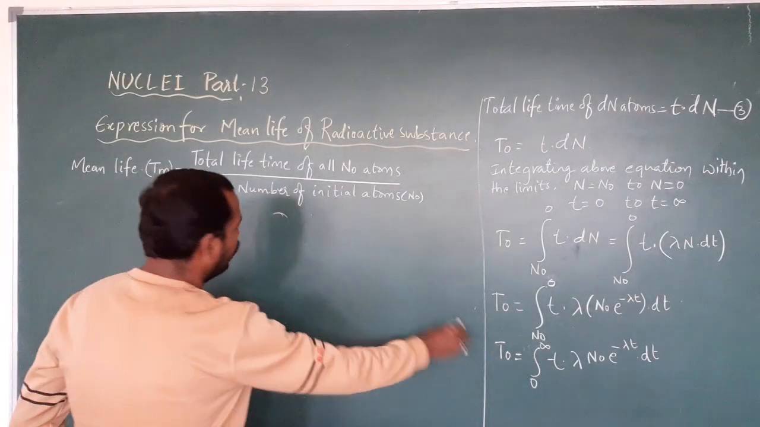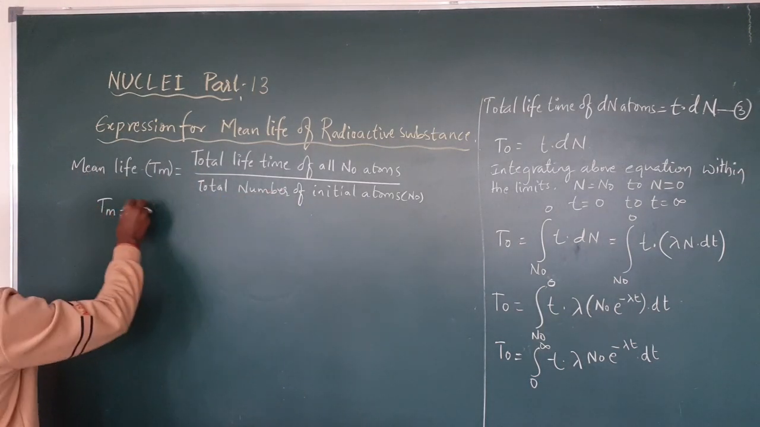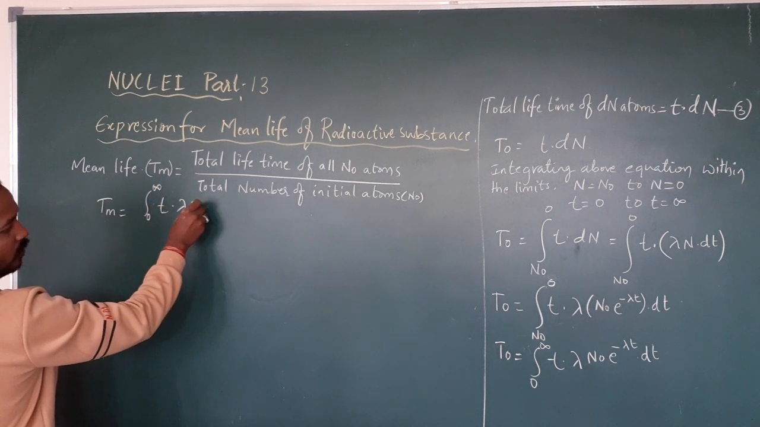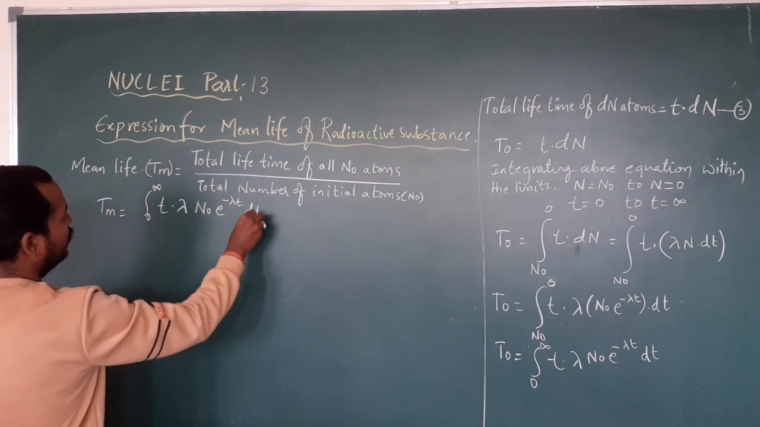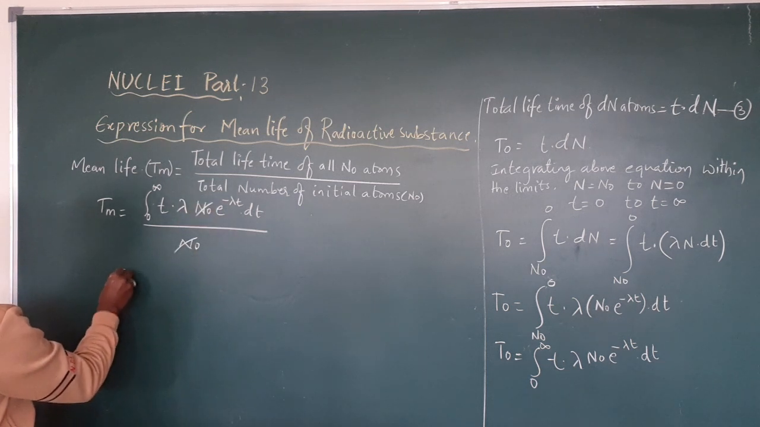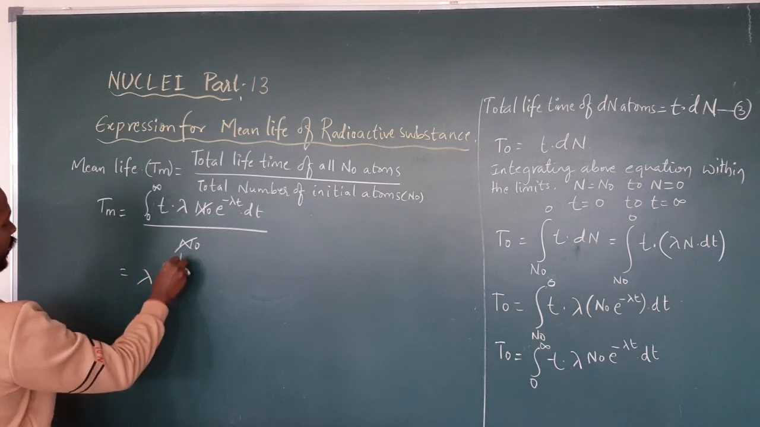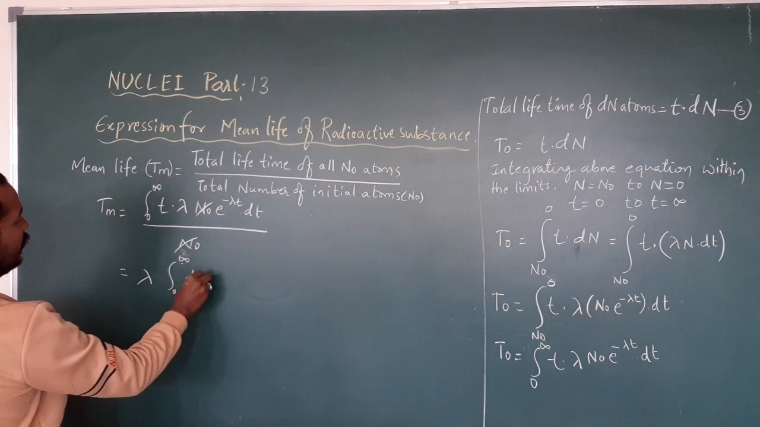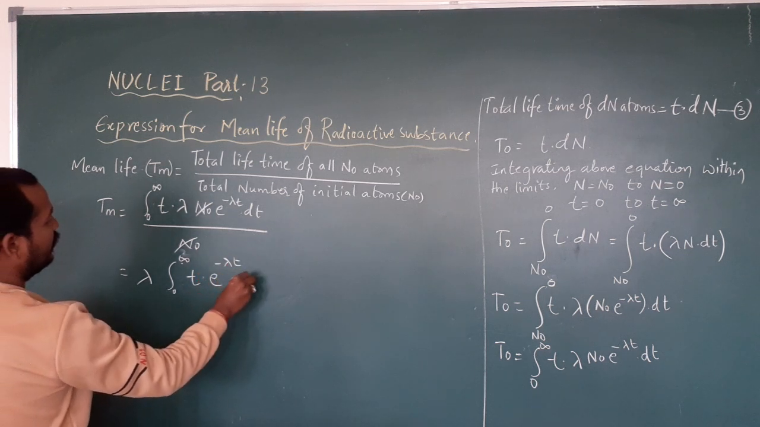See that t naught we got there, and substitute in this equation, that is tm is equal to the t naught equation: integration from 0 to infinity t into lambda into n naught e raised to minus lambda t into dt, divided by n naught. So here n naught will get cancelled. Lambda is constant, take it outside. So lambda, 0 to infinity, t e raised to minus lambda t into dt.